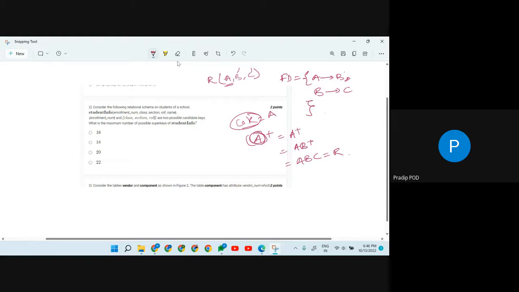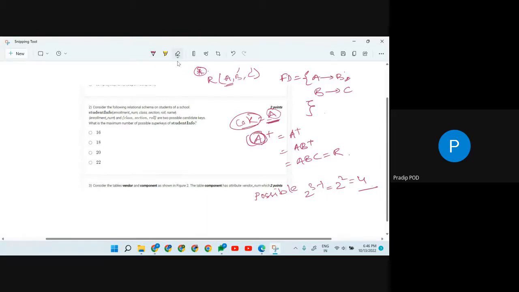So here you can see you find the candidate key. Then if I ask you what is the possible number of super keys in this relation, can you tell me? I think 2 to the power 3 minus 1. Yeah, that is 2 to the power 3 minus 1. That is, 2 to the 4 is possible.